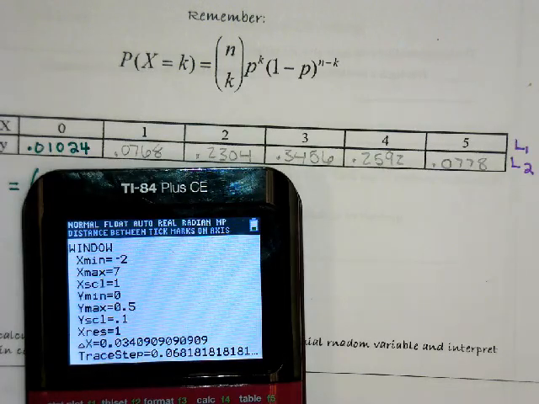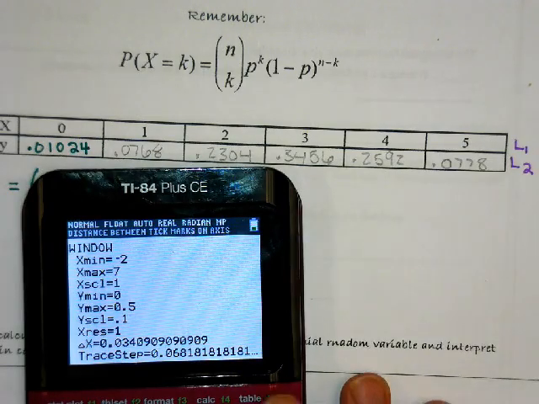Is the x res okay? Just leave that alone. And then hit graph. A pretty histogram.